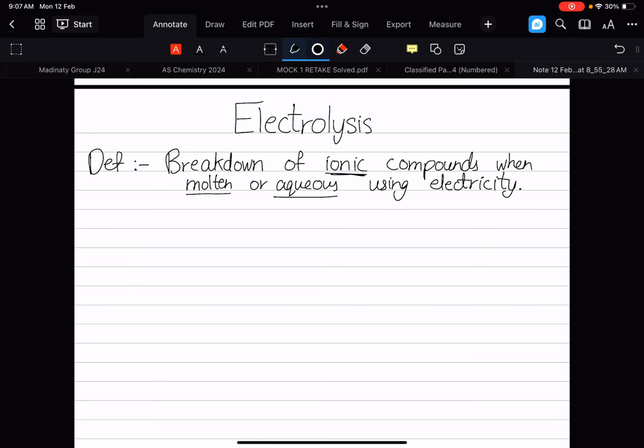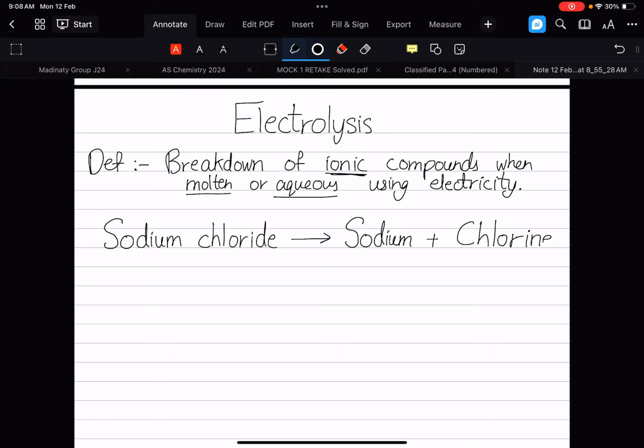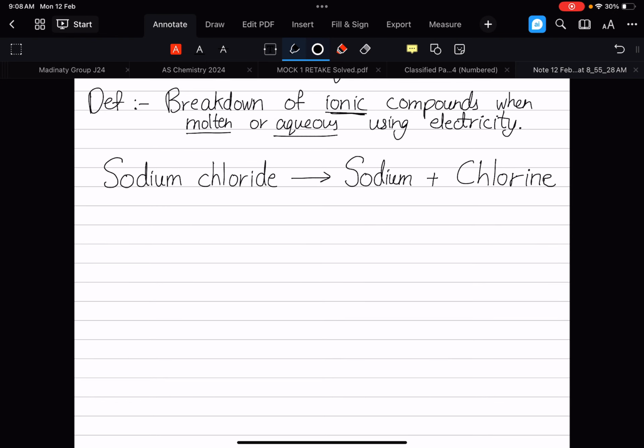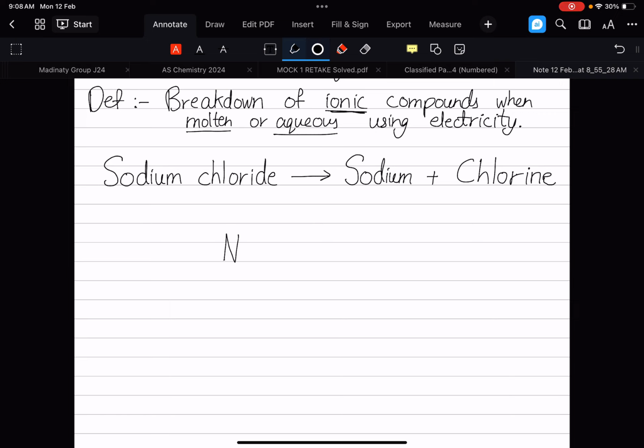Okay, so our goal is that if we have an ionic compound like sodium chloride, what we need to do is to break down this ionic compound, sodium chloride, into sodium and chlorine. So before going, how do we do this? First, let's see how the ionic compound was formed. The ionic compound sodium chloride was formed by a chemical combination between a sodium atom and a chlorine atom.